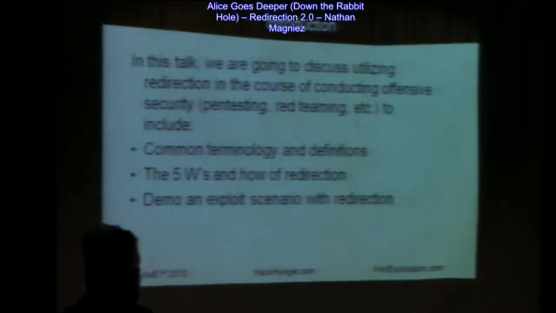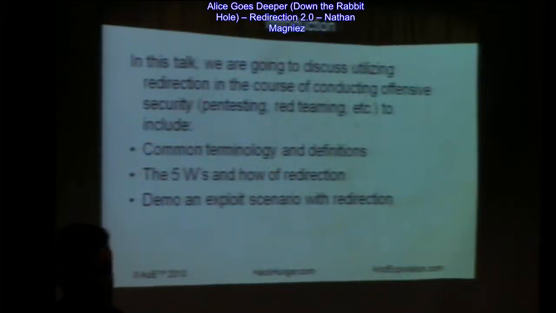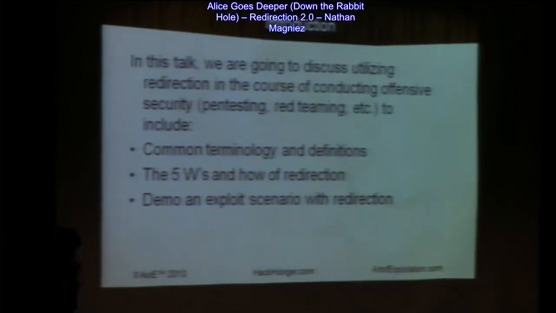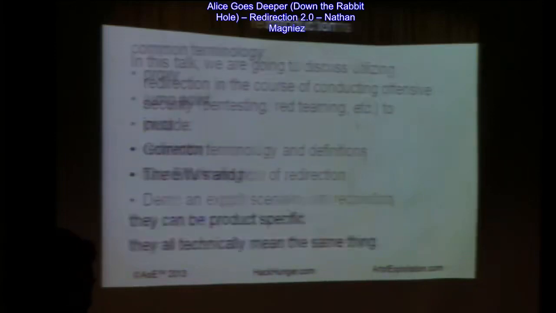So in this talk, we're going to go over the very basics of what's needed for redirection. We're going to talk about how to send our exploit packets through to our main target and then remain anonymous so we don't get caught as well. We'll go over some of the common terminology and definitions of redirection, what it's labeled as. We're also going to talk about the 5 W's, the who, what, when, where, and why, and how to do it. We're also going to have a demo of an exploit situation.